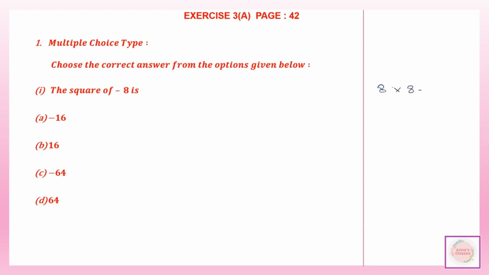How much is 8 eights? 64. And minus into minus is plus. So the answer is plus 64. So let's see where the answer is. The answer is option D, 64.